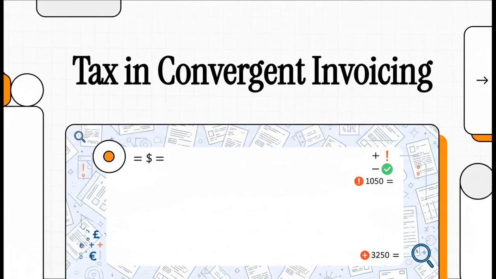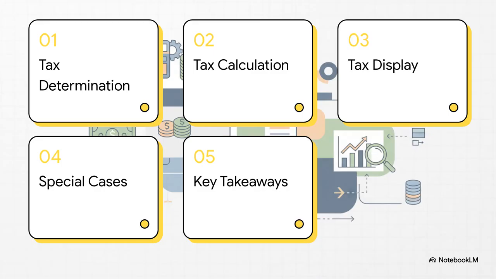Well, let's find out. Okay, so here's our game plan. We're going to follow the entire journey of tax from start to finish. First, we'll look at the how, how this system even knows which tax to apply in the first place. Then we'll get into the what, how it crunches the numbers. After that, we'll cover the where, what your customer actually sees on their bill. We'll also tackle some of those tricky what-ifs, and then finally wrap it all up with the key takeaways.